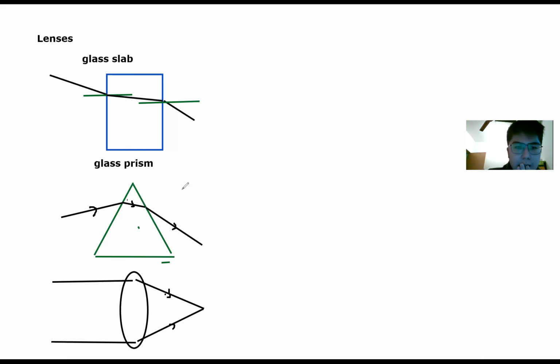So today we talk about lenses. As long as one surface is curved, we call it a lens, not necessarily two surfaces. 有时候你会看到 lens 是一边是圆的，一边是平面的，那个我们也叫它 lens, as long as one surface is curved. Now you should know the difference between these three: slab, prism, and lens. Now let's look into the lenses.